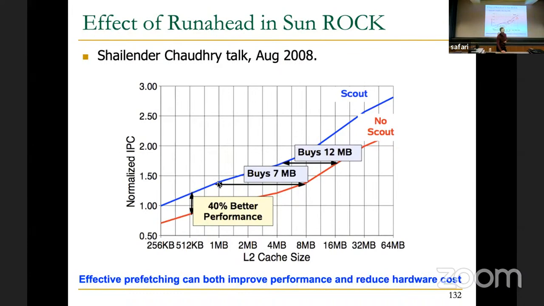So these folks show that for the same performance level, if you implement run-ahead, it gets you the performance of a system with 7 more megabytes of cache without run-ahead. And for the first same performance level over here, if you implement run-ahead, it gets you the performance of a system that has 12 more megabytes of cache without run-ahead. So with prefetching, you can actually reduce the space you dedicate to cache by having a good prefetcher. Now, this is always actually true. This is not a new thing, but it's good to see that this actually plays out in real systems.